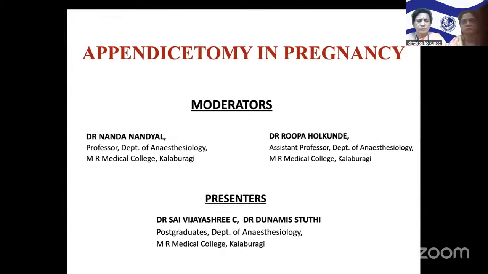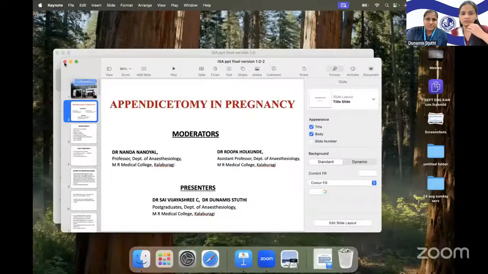Good evening, everyone. Myself, Dr. Stuti, postgraduate, Department of Anesthesiology, MR Medical College, Kalburgi. I will be presenting a case on appendectomy in pregnancy. Myself, Dr. Sai Vijayashree, postgraduate, Department of Anesthesiology, MR Medical College, Kalaburgi.